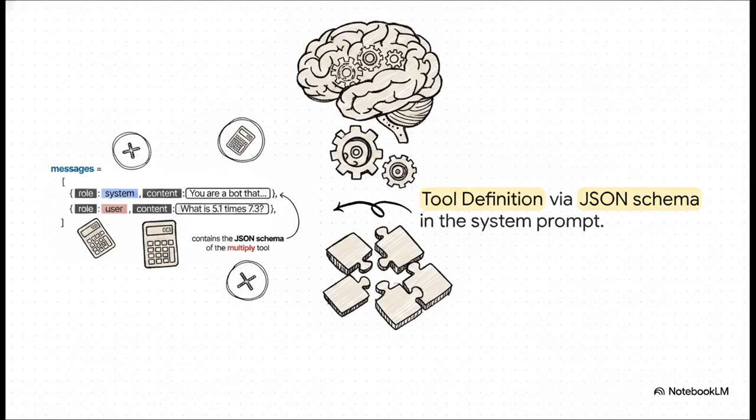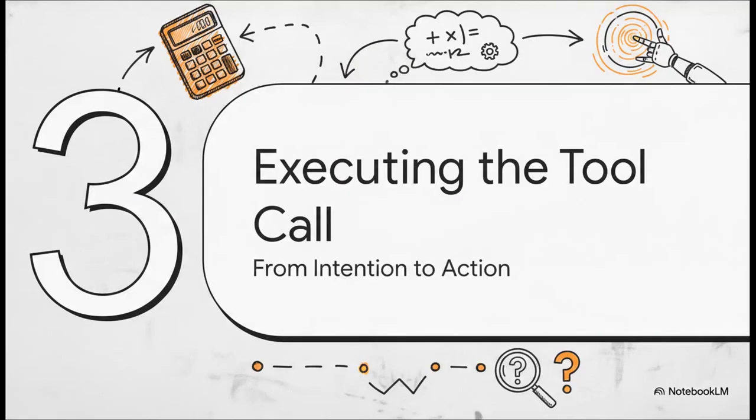Well, in the tool definition step, we feed it a highly structured JSON schema right inside the system prompt. We're explicitly telling the bot, hey, you have a tool called multiply, and it takes 2 numbers, A and B. We are spelling out exactly what parameters are required so the model knows the precise rules of engagement before the conversation even starts. Okay, let's actually see this in practice in Section 3, executing the tool call.